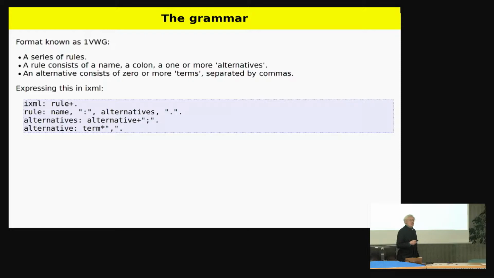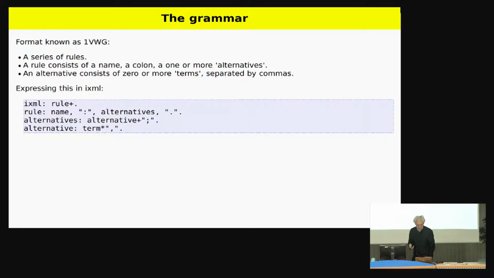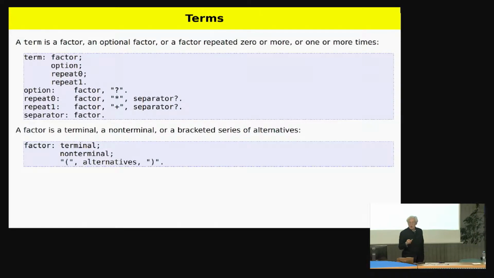So a 1VWG is a series of rules. A rule consists of a name, a colon, and one or more alternatives. And an alternative consists of 0 or more terms separated by commas. So expressing that in ixml, it looks like this. You can see ixml is rule plus, and alternatives is alternative plus a semicolon, which means a number of alternatives separated by semicolons. A term is a factor or an optional factor or a repeated factor. An optional factor is with a question mark after it, and you've already seen the repeated versions. And a factor is either a terminal or a non-terminal, or a bracketed list of alternatives again.